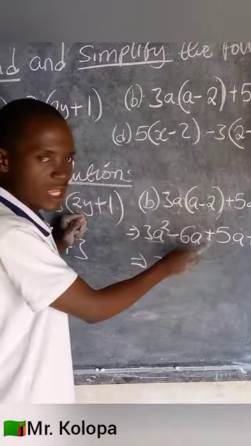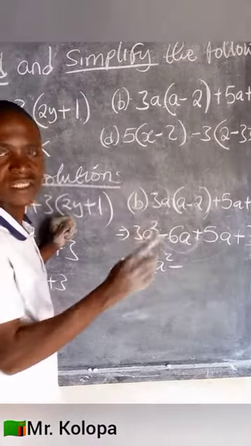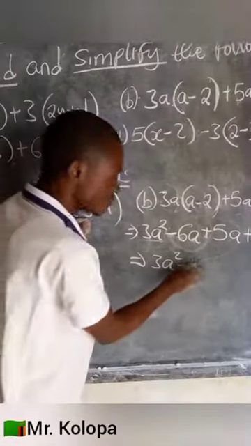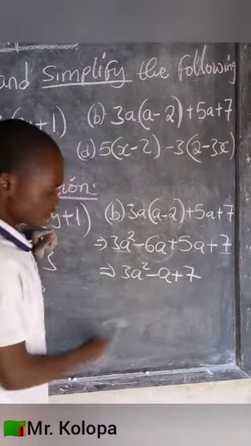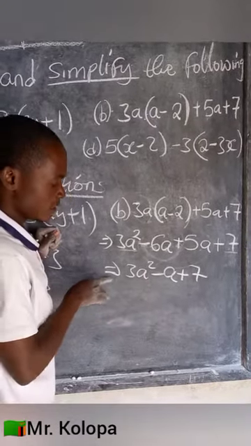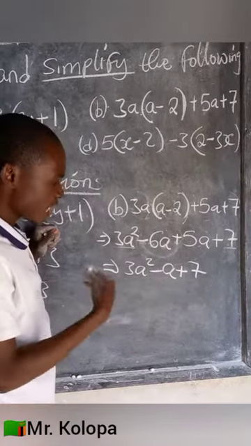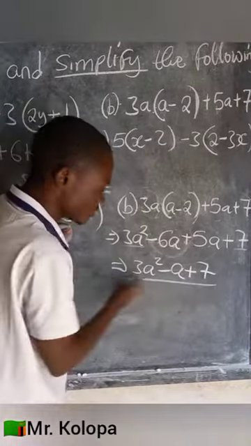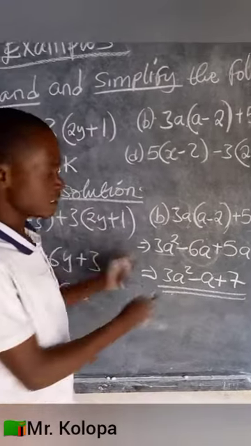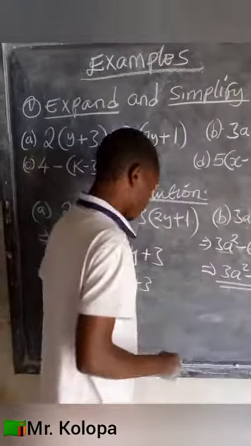1 what? 1a. But remember we said 1 is supposed to be visible. So it will just be negative a, then positive what? 7. So what you have here, all these are unlike terms. You can't add this. So you're just going to end there. And this is our answer.